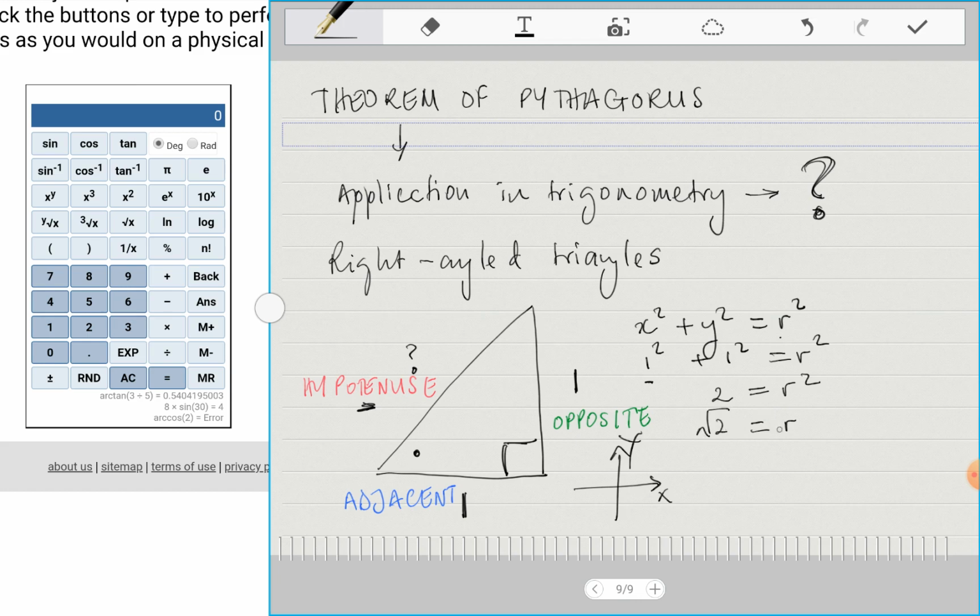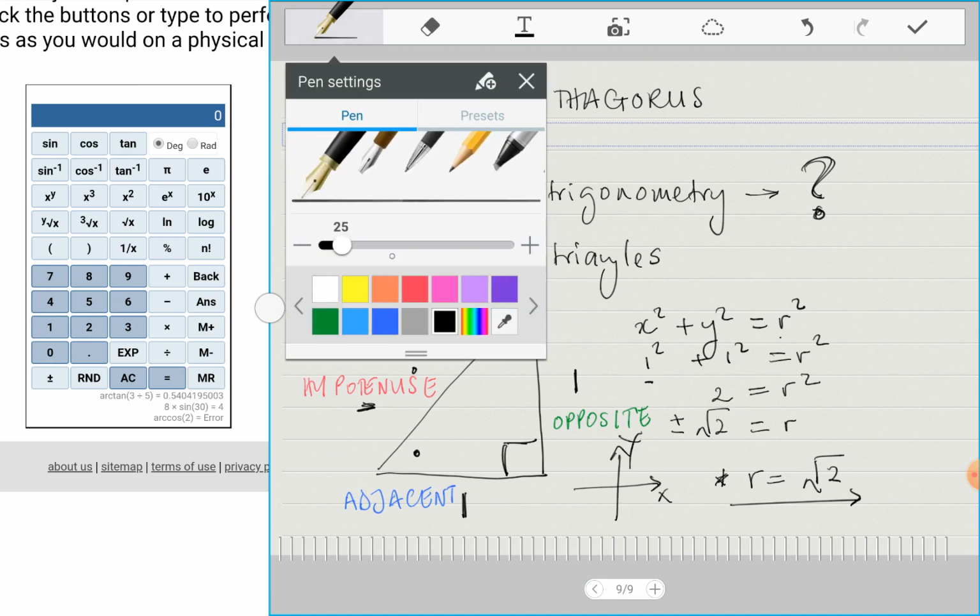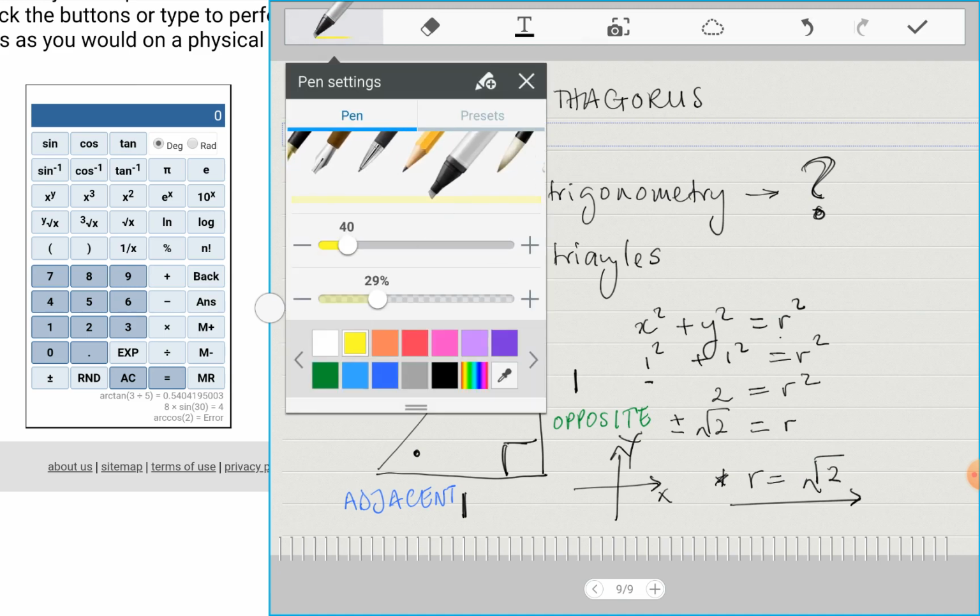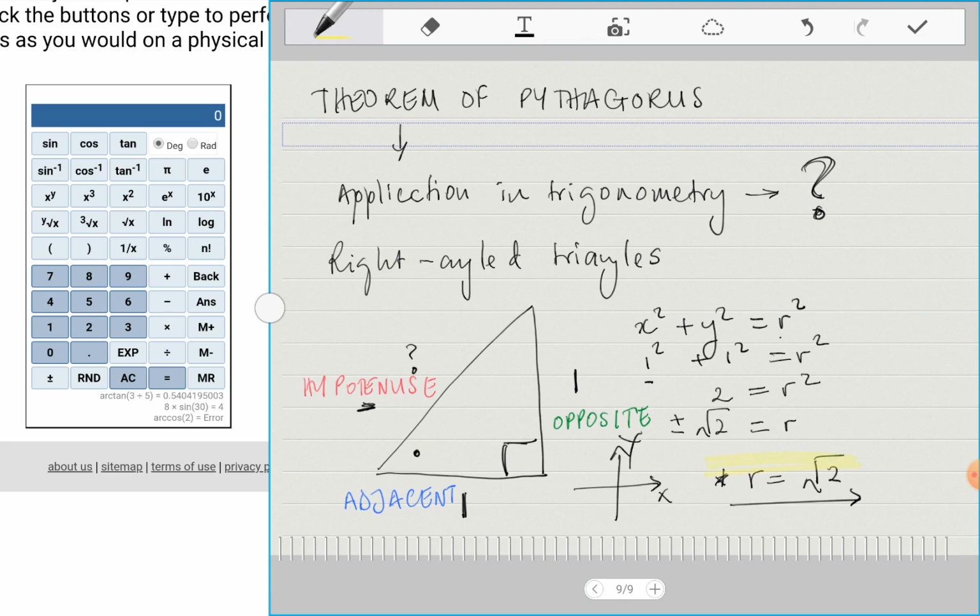Now obviously, when we square root something, we get a positive and negative, but a key note here is that r can never be negative. So r is always positive root 2. This is very important to understand: your radius or your hypotenuse can never be negative. You'll see that more especially in the unit circle when we do the unit circle shortly.